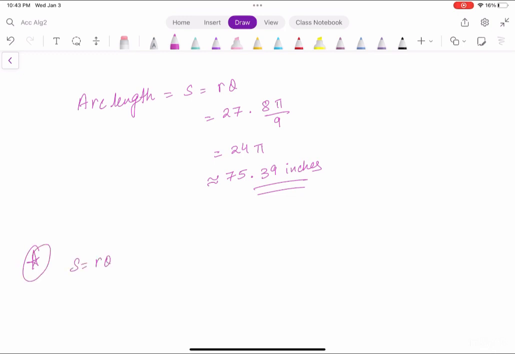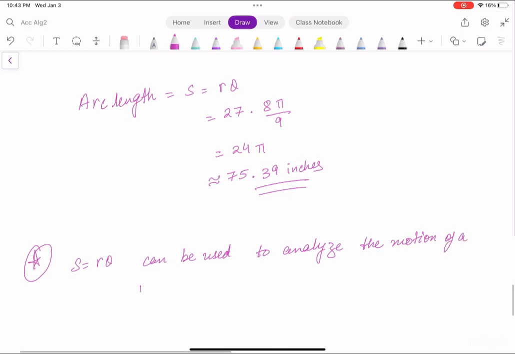A few important things. S equals r theta can be used to analyze the motion of a particle moving at a constant speed along a circular path, because S is nothing but the arc length, right? Arc length implies it is moving in a circular path. A particle is nothing but any object moving along that circular path at a constant speed. That is the basic idea of r theta, circular path.